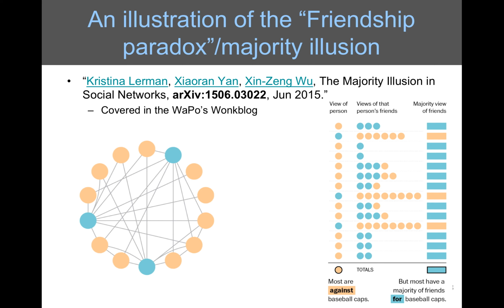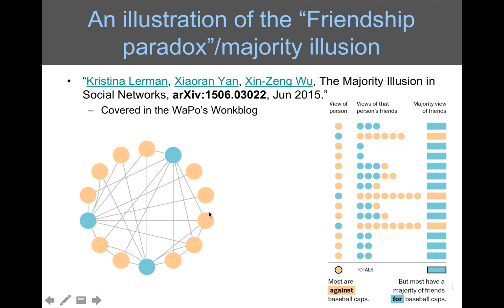This is an example that came in the Washington Post Wonk blog, and this is what they call an illustration of the majority illusion in social networks. On the left here, you see a social network, which is basically a group of people connected by friendship edges. The blue color means that these people like to wear baseball caps, and the orange yellowish color means that they are against baseball caps. They don't like baseball caps. So if you look at this network, well, it's really clear.